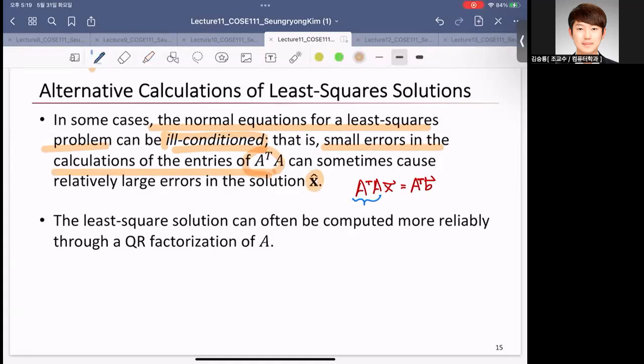In other words, if there are errors in computing A^T A, when we compute the inverse of A^T A times A^T b, relatively large errors in the solution x hat exist. So, in general, the least square solution can often be computed more reliably through the QR factorization of matrix A.